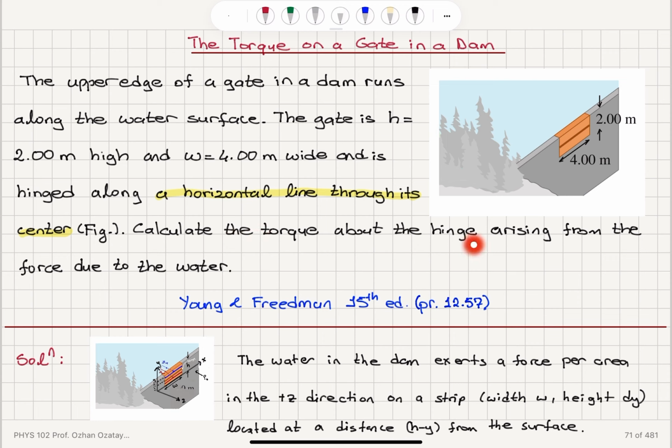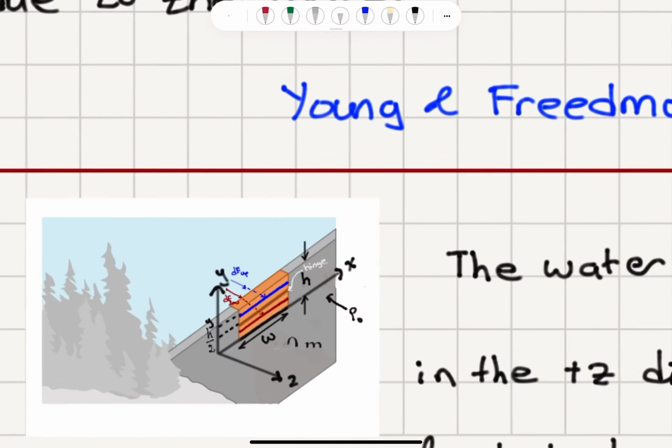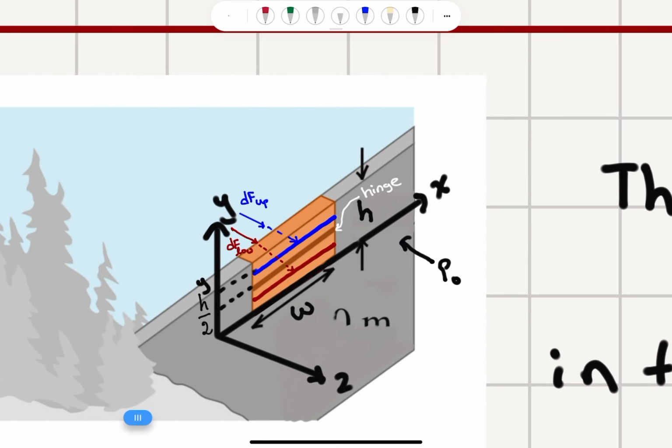Calculate the torque about the hinge arising from the force due to the water. So this water exerts a force on this portion and therefore it's going to apply a torque as well. So if we set up our coordinate axes here, you can see that we have this x-axis, y-axis and z-axis. And this is the height h, this is the width w, the hinge is right here.